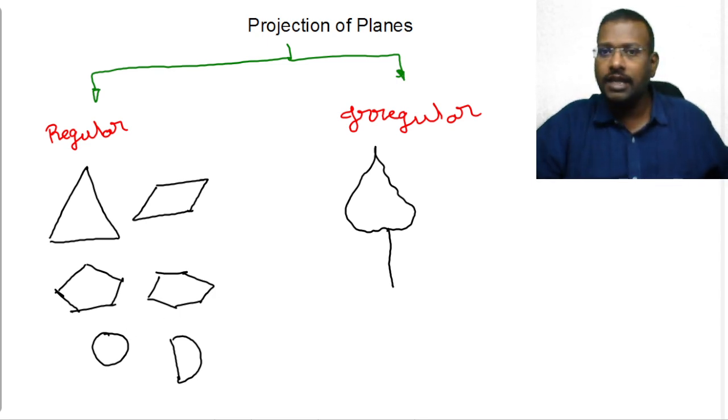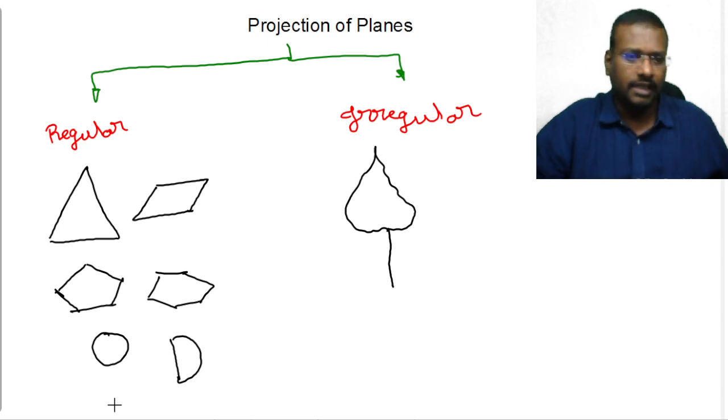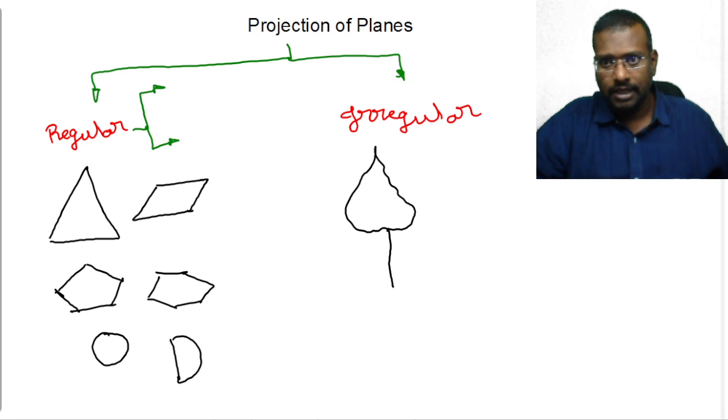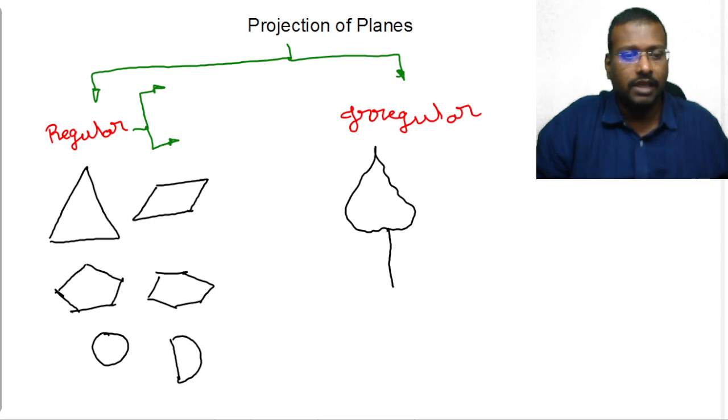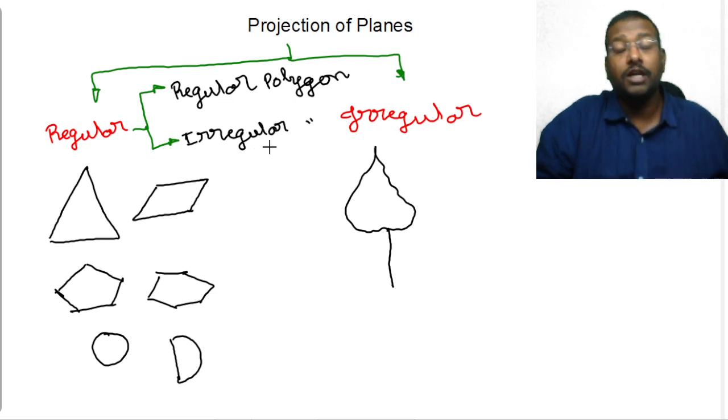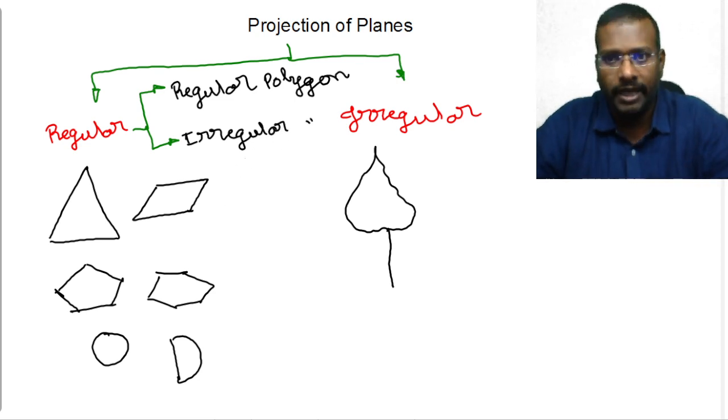Sir, are these regular planes divided into any further categories? Yes, they are. The plane is a combination of lines. So here they are divided into two broad classifications, that is, regular polygons and irregular polygons.